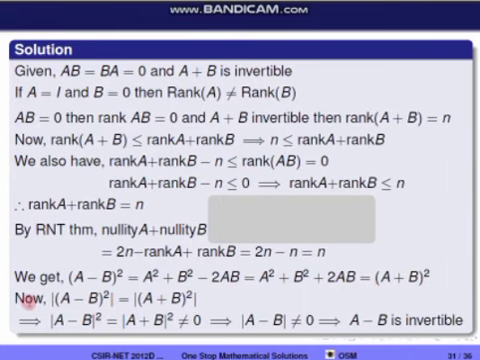So now take the determinant on both sides. So determinant of A minus B whole square is equal to determinant of A plus B whole square. We know this can be replaced by determinant A minus B, the whole square, equal to determinant A plus B, the whole square. And we know A plus B is invertible. So A plus B square is also invertible. Therefore, the determinant of A plus B square is also non-zero. Therefore, we got determinant A minus B square is non-zero. That is, determinant A minus B is non-zero. Therefore, A minus B is invertible. So option 4 is also correct.